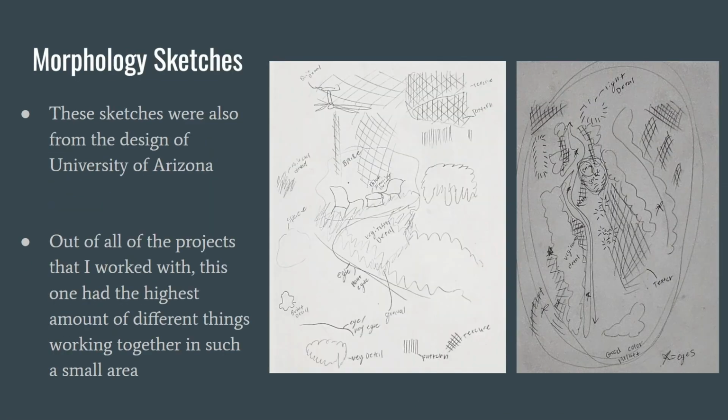So now I will be talking about the morphologies of these sketches. This is also the same sketch of the University of Arizona. So when I did these morphology sketches, I wanted to look at every detail of both of these pictures. Now, this image is very all over the place because I truly did try to look at every single little detail and try to put as much on there as possible. I decided overall to go with the things that I thought best described this design. When doing this, I noticed that this project in particular had the most amount of different things working together in such a small area.